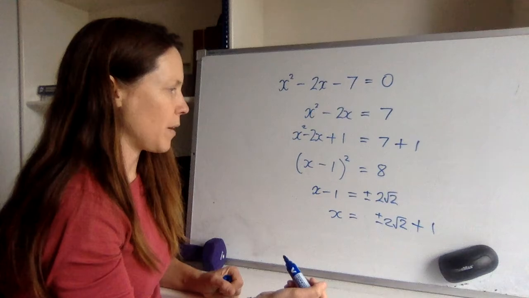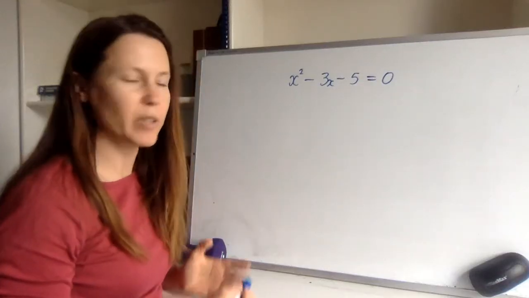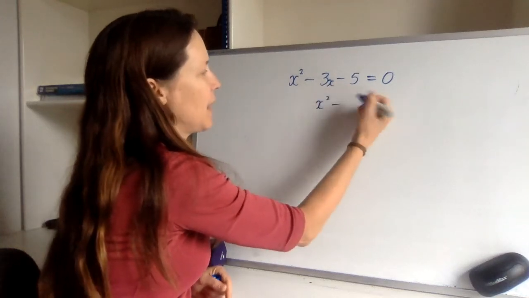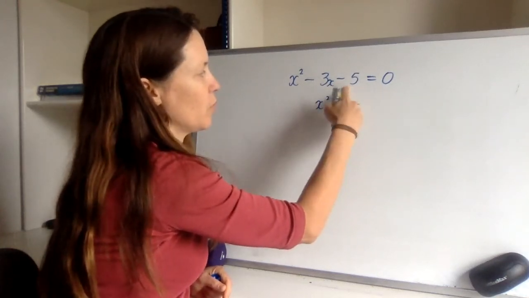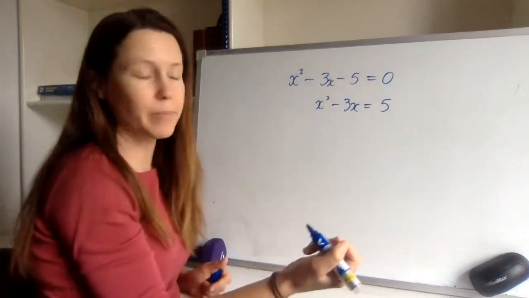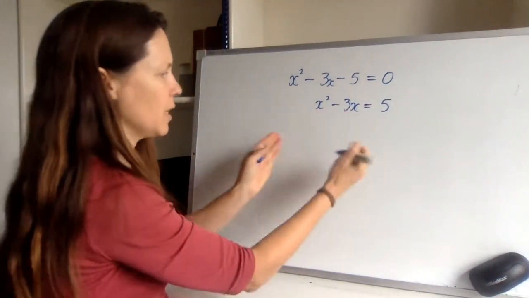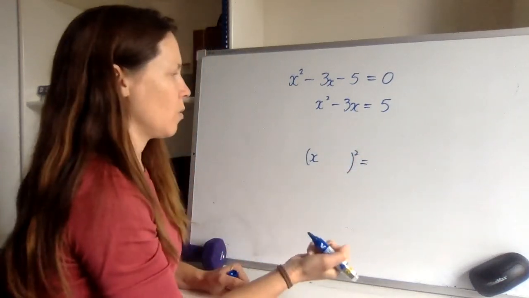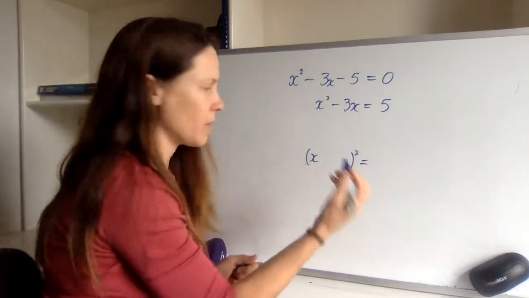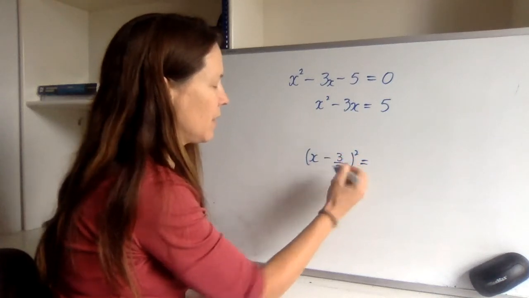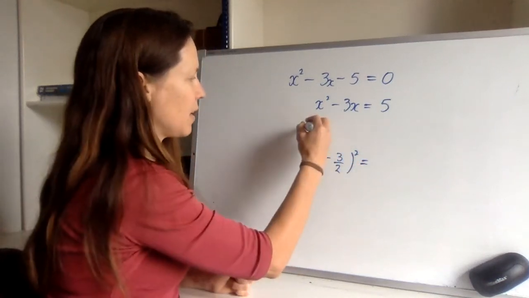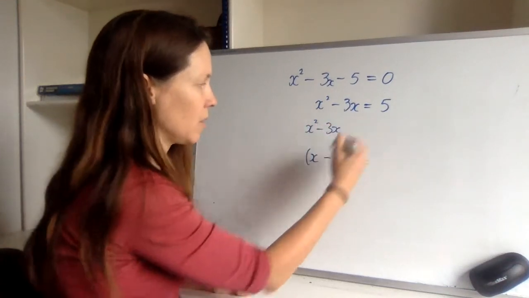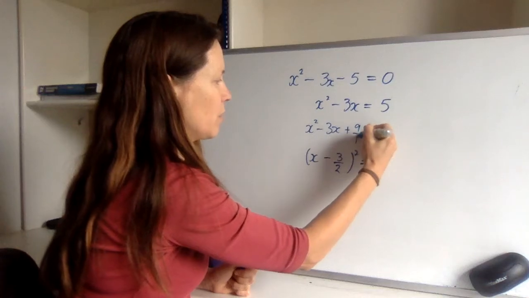Same thing either way. A slightly harder example because this one's going to have fractions in it. I'm going to start the same way I did last time by adding this constant to both sides just to sort of get it out of the way. Now I can focus on these two and think about what they're going to need to make this arrangement happen. Well, I'm going to have to halve the minus 3, aren't I? So I've got minus 3 halves. Now when I expand that, I get x squared minus 3x. That's good. But I also get positive 9 quarters.